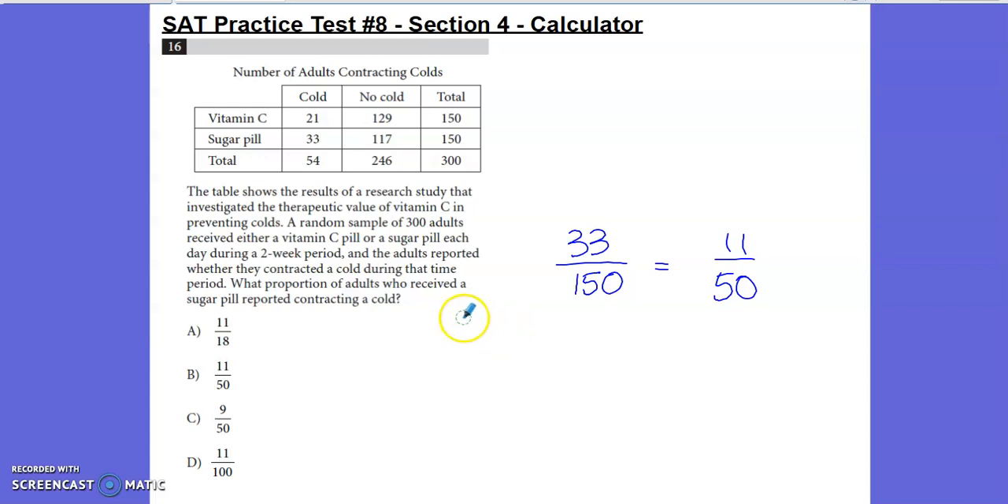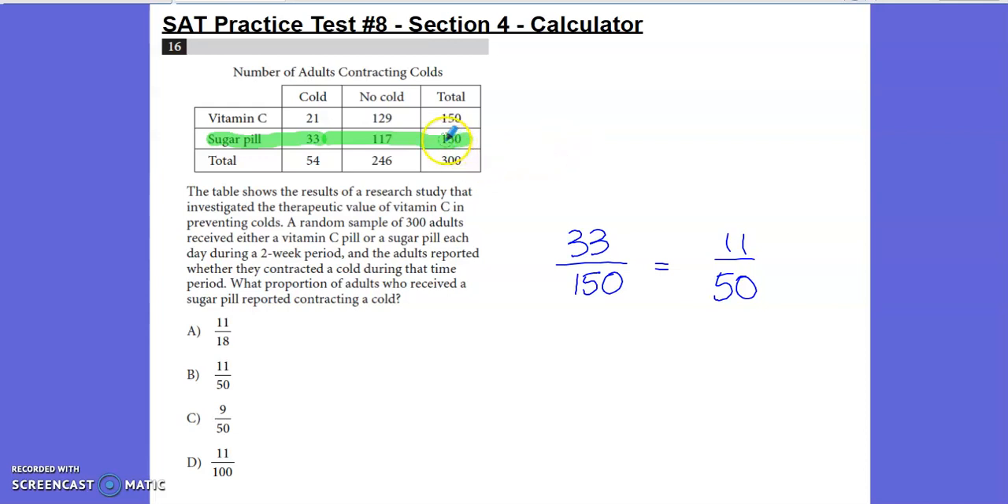If you read the question, it asks, what proportion of adults who received a sugar pill reported contracting a cold? So we do not need to look at all of the information within this table. We have to look at the information right here, right? We are only asked about the people who took the sugar pill.